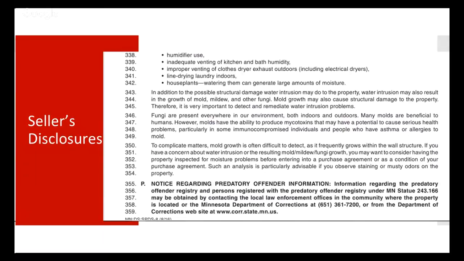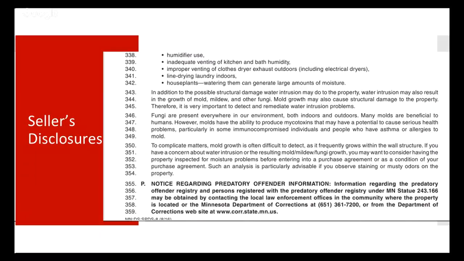Humidifier, inadequate venting, improper venting, line drying laundry indoors. Houseplants. Houseplants can wreak havoc if you have a jungle in your home. That's going to affect the moisture of your property, right? I'm talking a legal, not an illegal kind of jungle. There's some of those too.